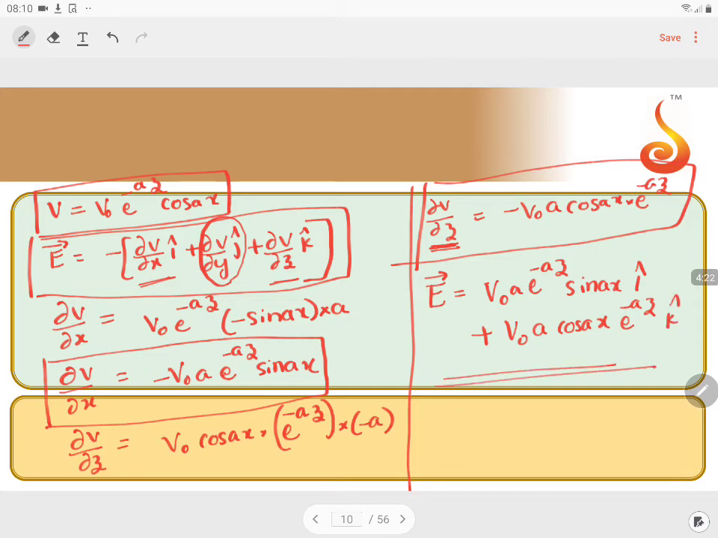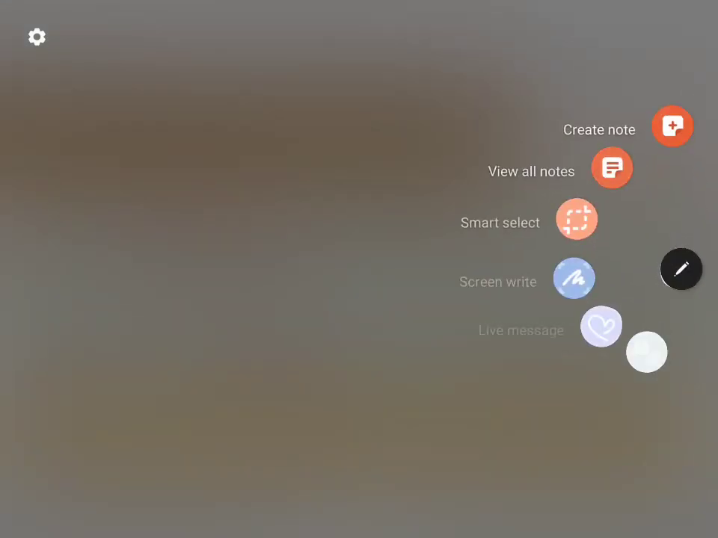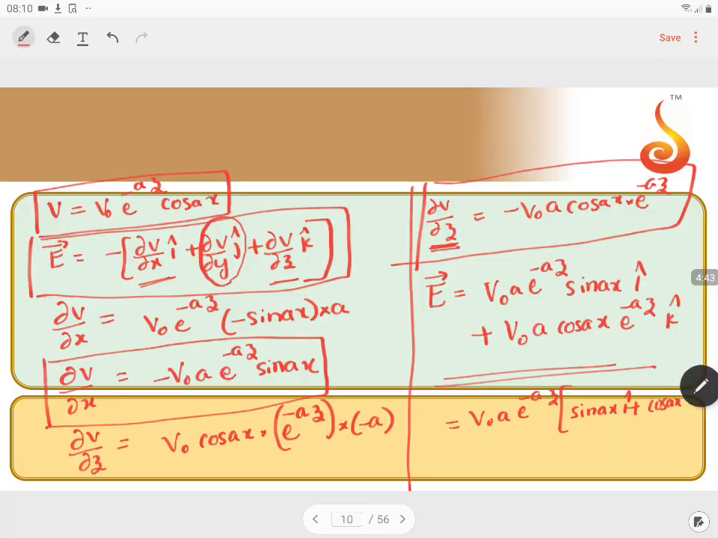So you can also take V naught A e to the power of minus Az as common. Then you will get sin Ax i cap plus cos Ax k cap. So this is the correct option.